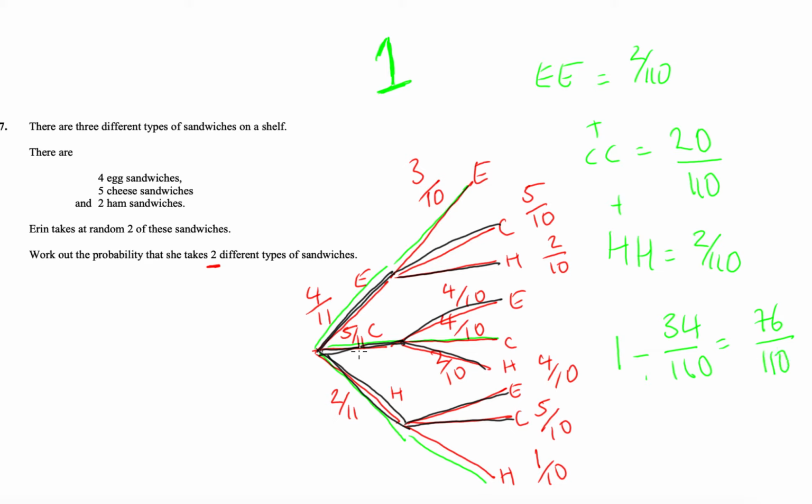But by all means, it's good practice to go through each branch and practice adding them up. So go through all the combinations I said first and check, do you get the same answer? But you should get 76 out of 110. Okay, so let's have a look at the next one.